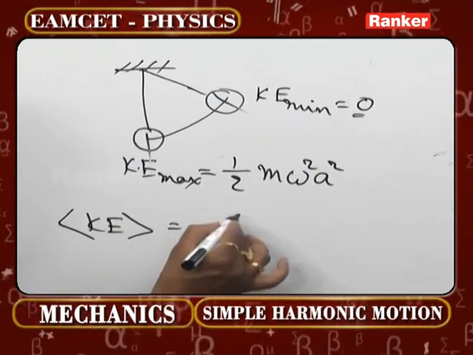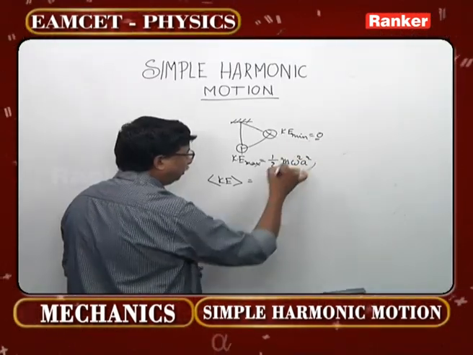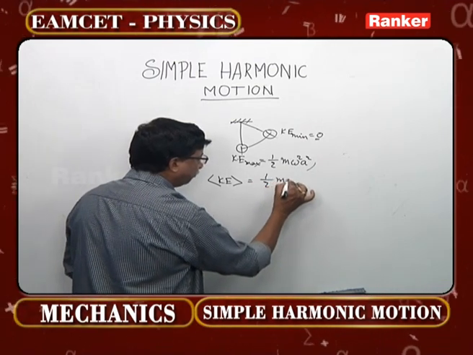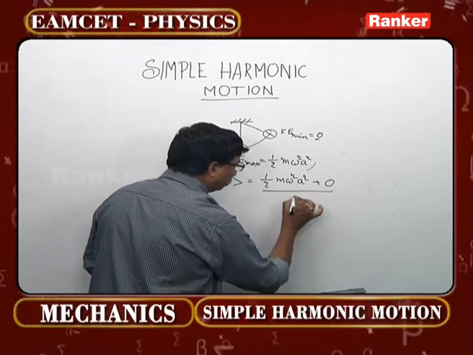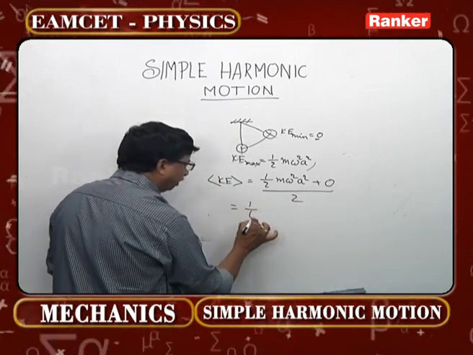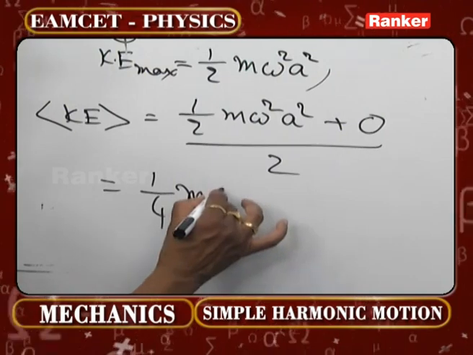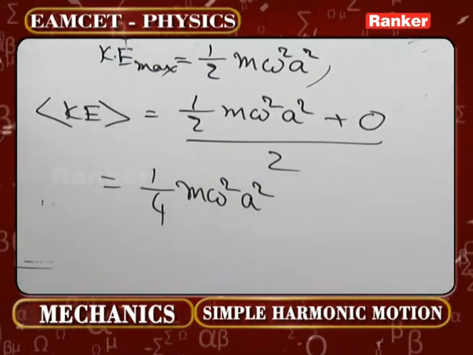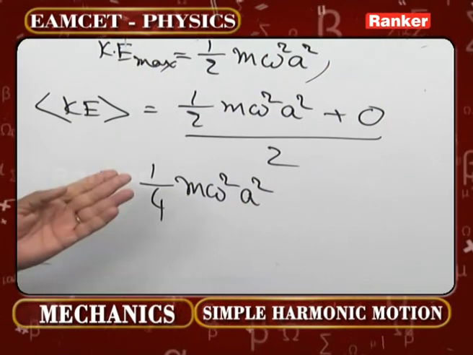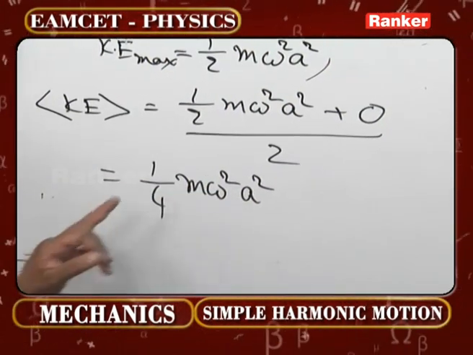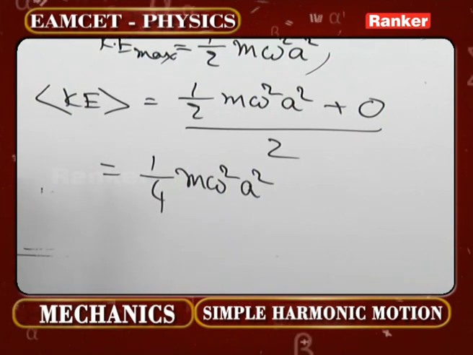Average value of kinetic energy means what? This plus this by 2. Half m omega square a square plus 0 by 2. Is it not simply 1 by 4 m omega square a square by formula? But what are the values he has given? You substitute there. Mass is given m, amplitude is given a, but omega has not been given in omega terminology.